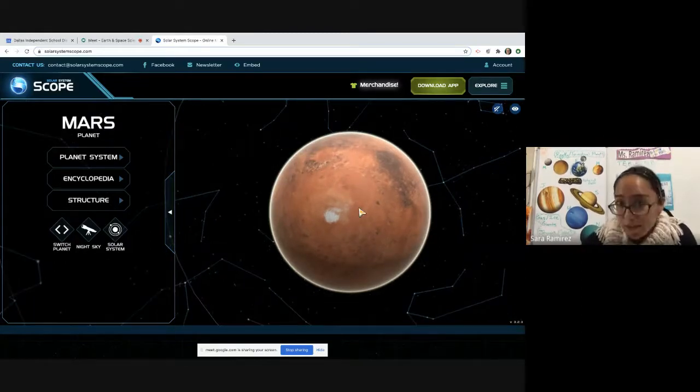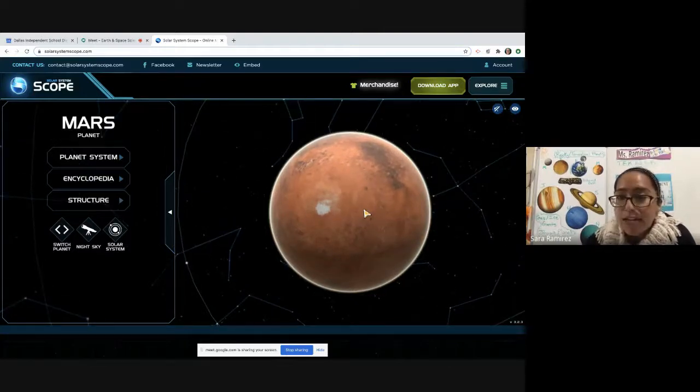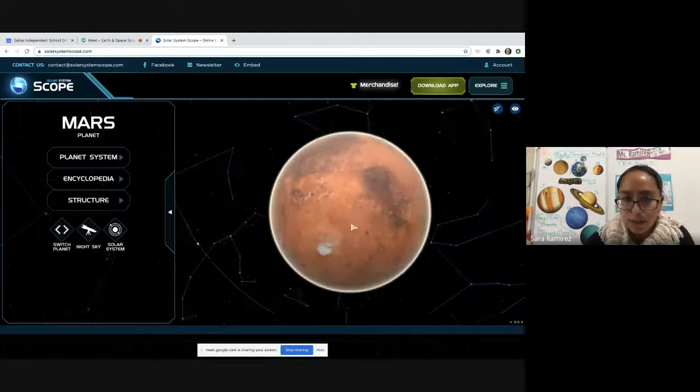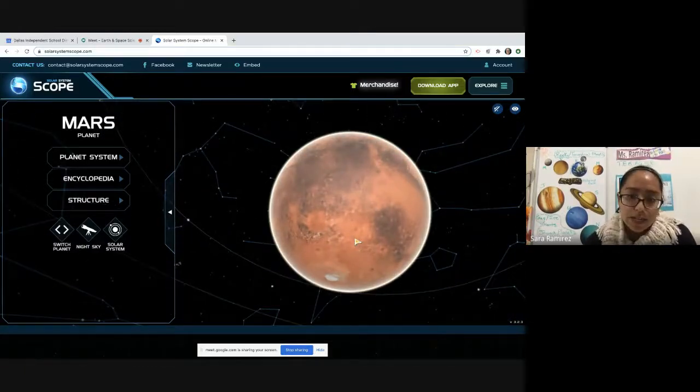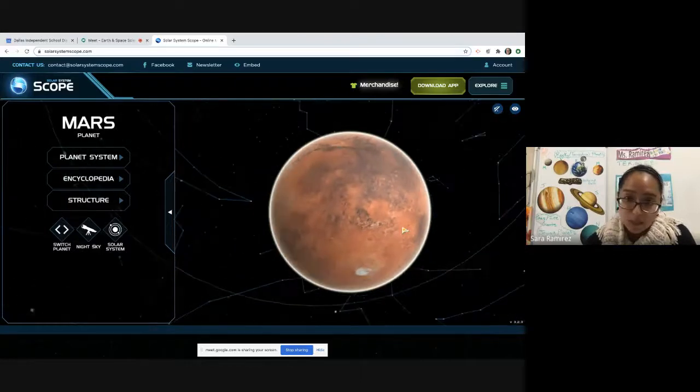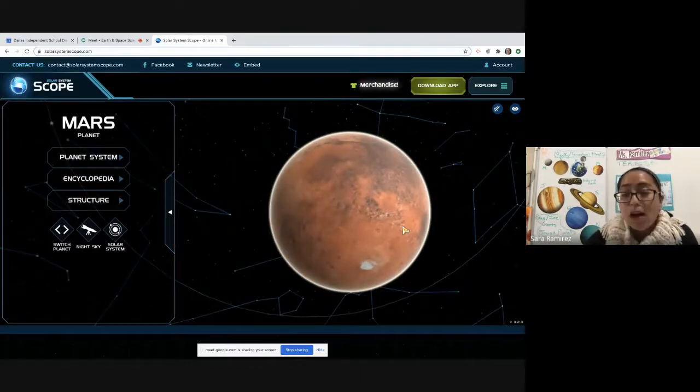Mars has a very thin atmosphere of carbon dioxide, nitrogen, and argon. And then there are small amounts of oxygen and water vapor as well. It does have 2 moons, and as I said before, it is that wonderful red planet because of those iron minerals that have oxidized, causing the soil to look red.